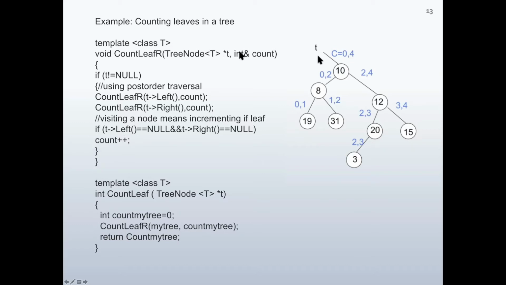The number of leaf nodes is to be stored in a variable count, and this variable is to be defined before calling the function because this is a reference. And its value should be initialized to 0.